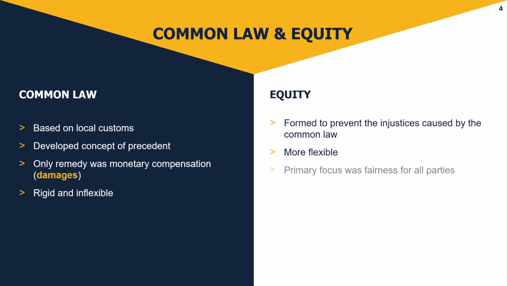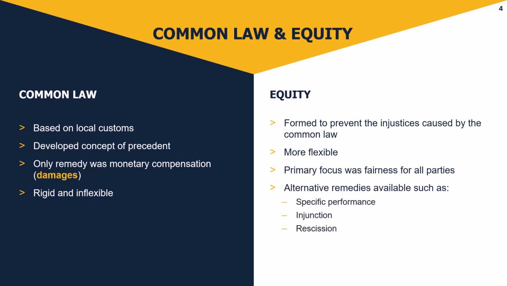It's a lot more flexible. The primary focus was fairness for all the parties. So rather than just, say, 50 shillings for your thumb, if that wasn't the right outcome, we could come up with a different outcome. In fact, there were different remedies available. So we had specific performance, injunction, and rescission. We'll go into these a bit more when we do the breach of contracts lecture.